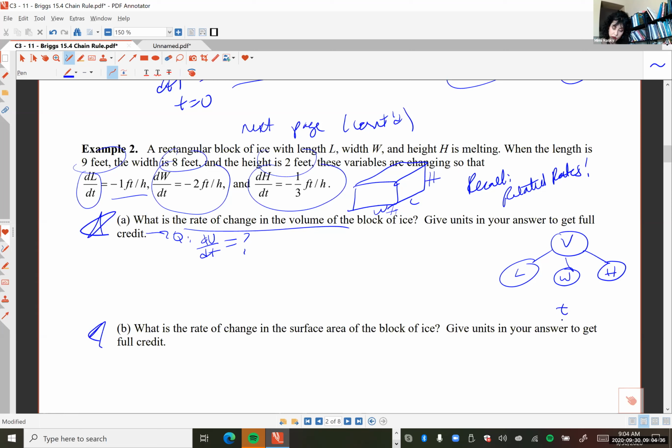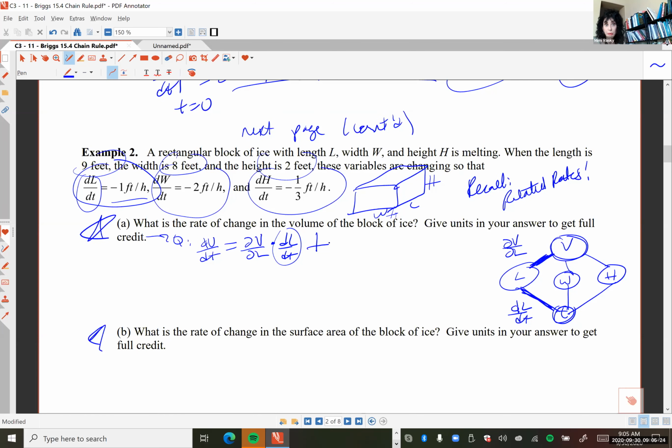So the volume is changing with respect to time. You're going to go down this first branch and find the partial of volume with respect to the length. And then you're going to multiply that by this branch, which is dL/dt, the rate of change of the length with respect to time, which, by the way, is a derivative, but they gave it to you. So when the time comes, you're going to plug in -1 foot per hour for dL/dt, but not yet. Plus, because I want to see this on your paper first.